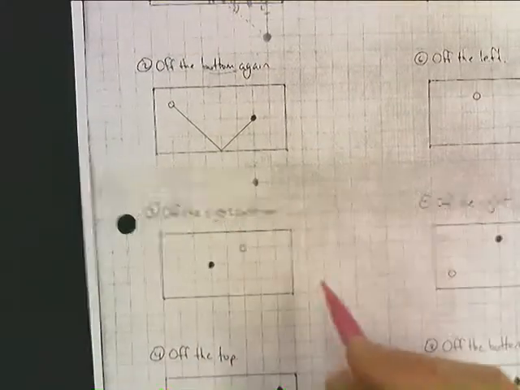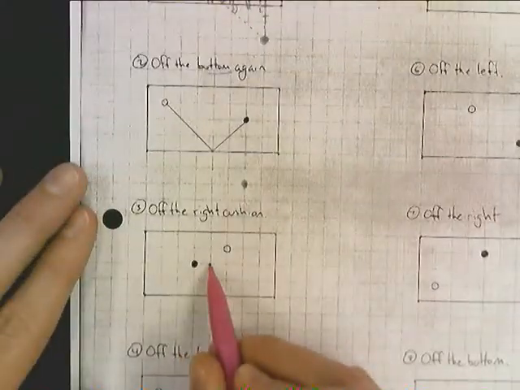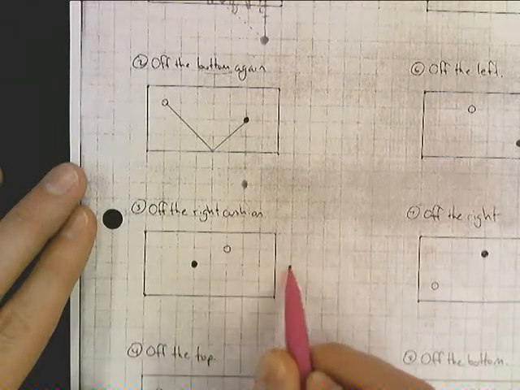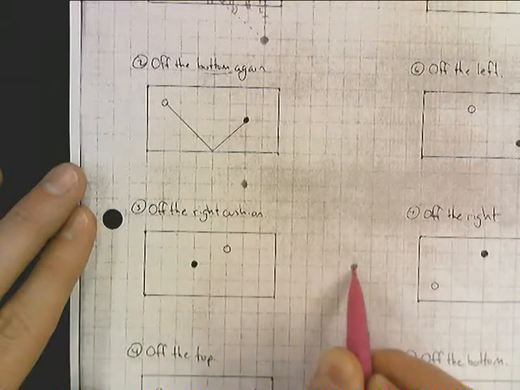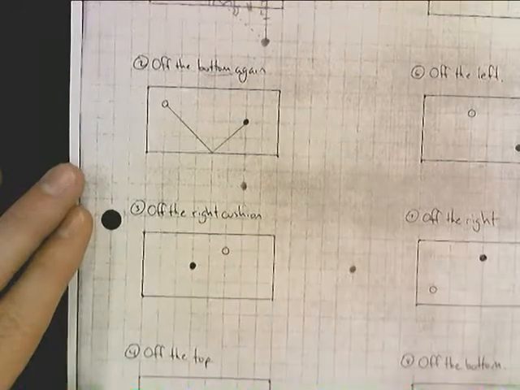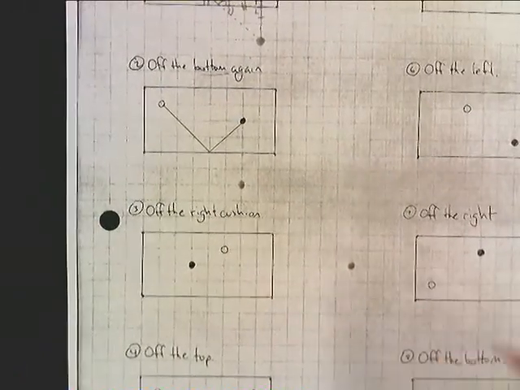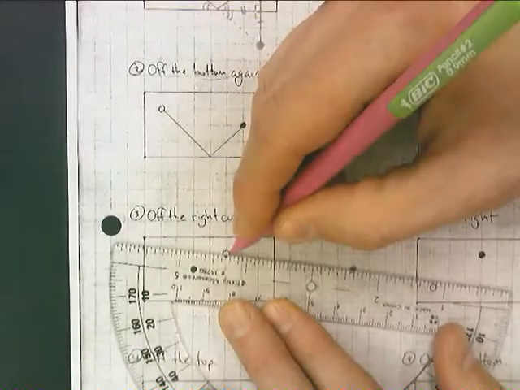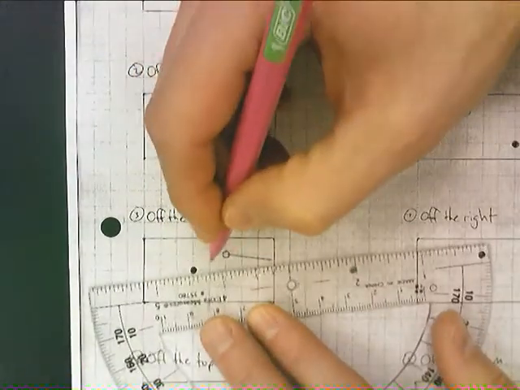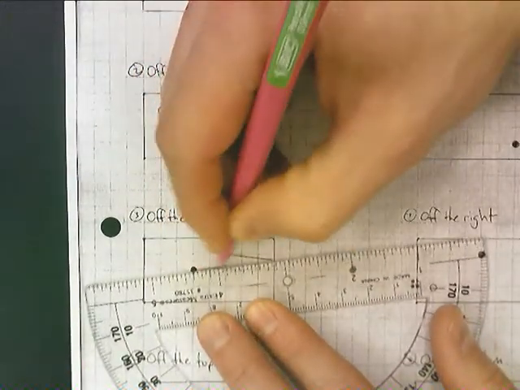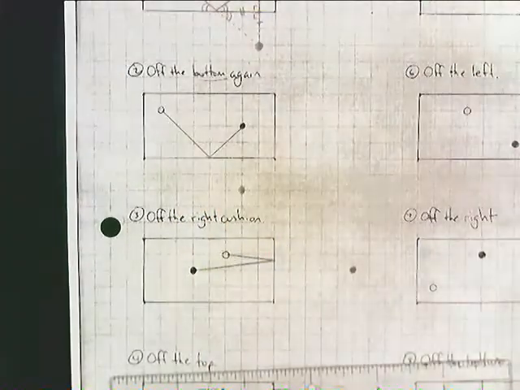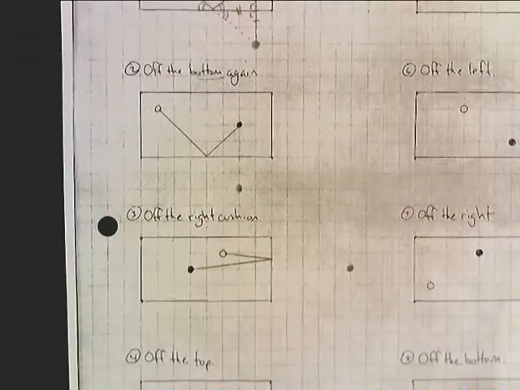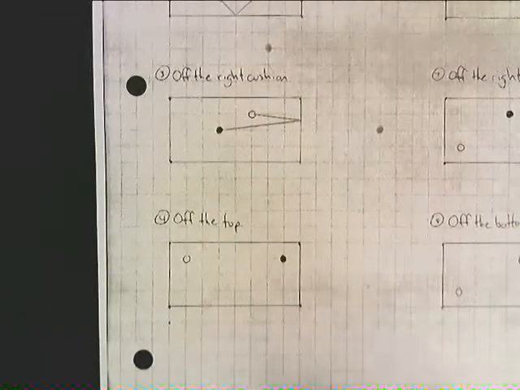Here we're going off the right, so we'll measure to the right cushion. 1, 2, 3, 4, 5. Always reproduce that distance for your ghost ball. Line it up. Draw, stop at the table. Bounces off and makes contact. And then one more, how about off the top?